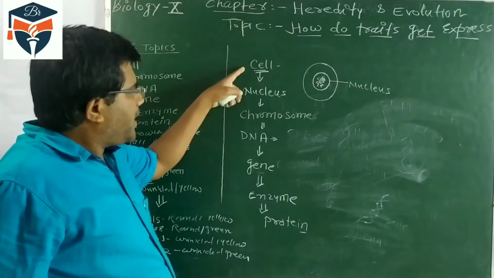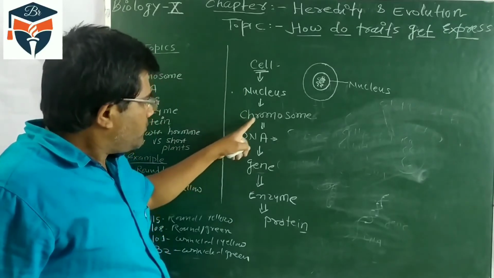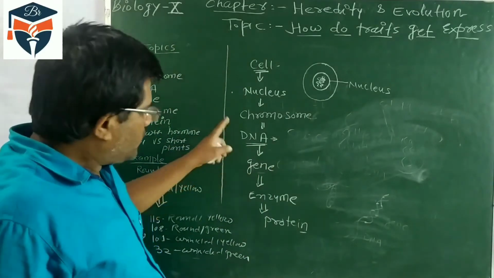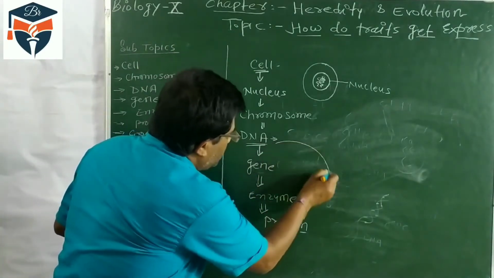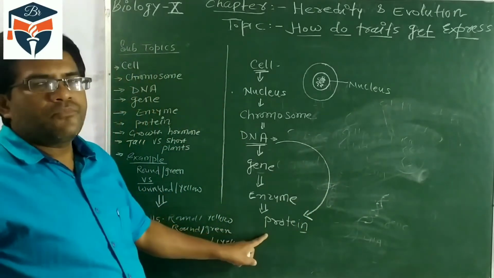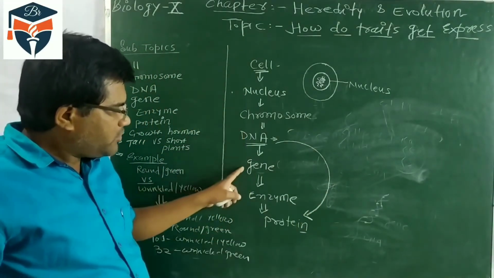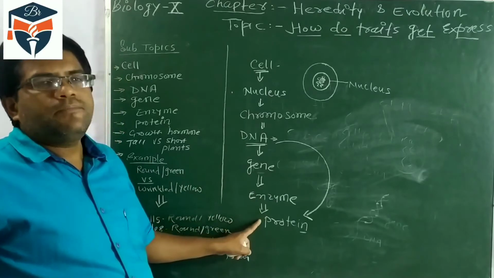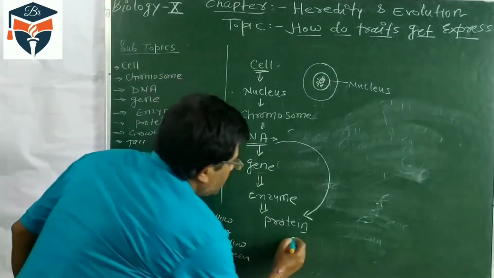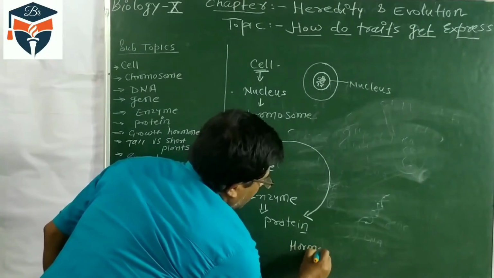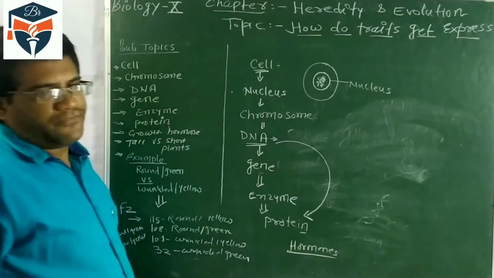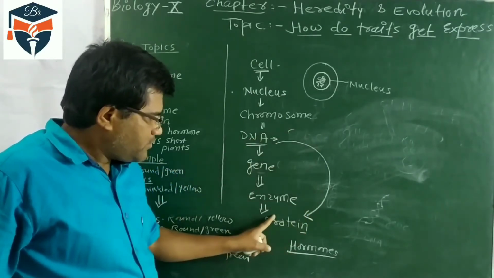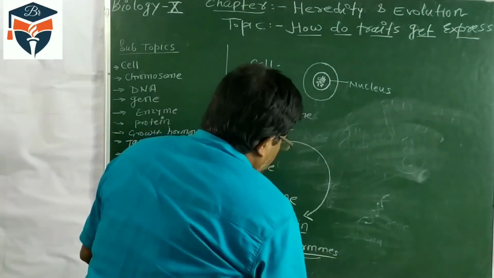Now in this diploid cell, inside the nucleus there is a chromosome, there is DNA, which is the source of protein. We say DNA is useful for the synthesis of protein, because DNA has genes, and these genes synthesize enzymes, and due to the enzymes some proteins are formed. Hormones are also proteins. It means the DNA synthesizes the protein, and hormones are also some types of protein.